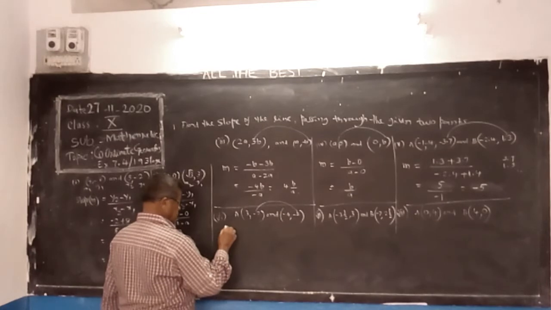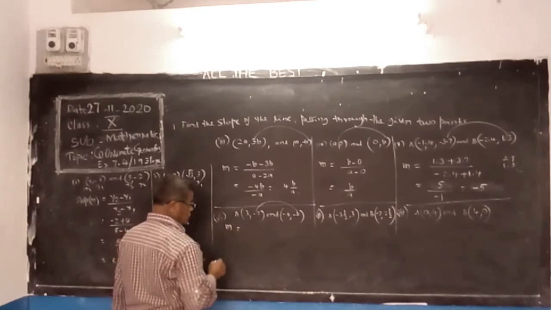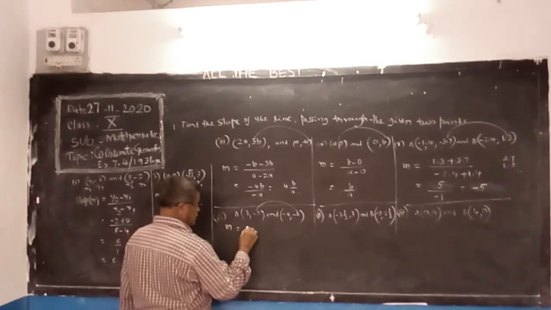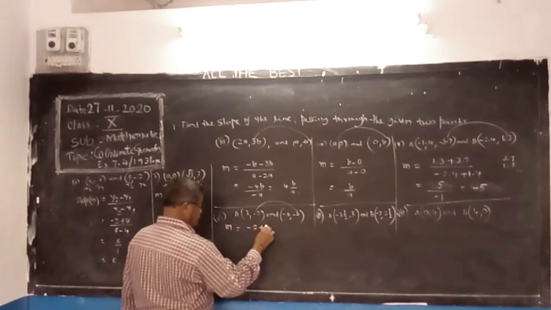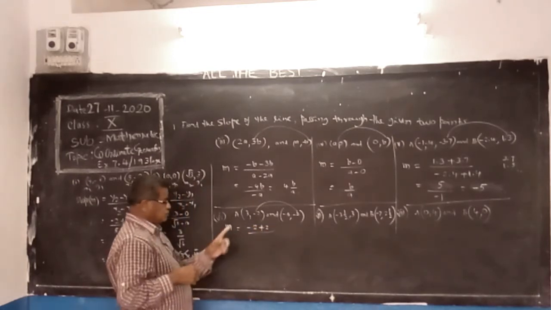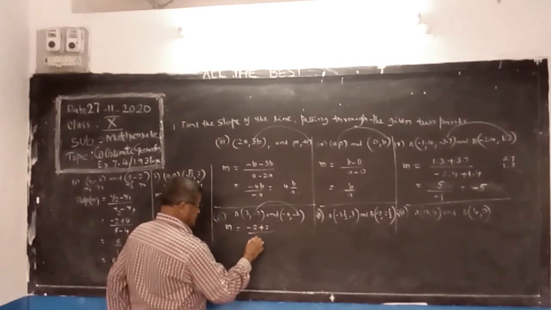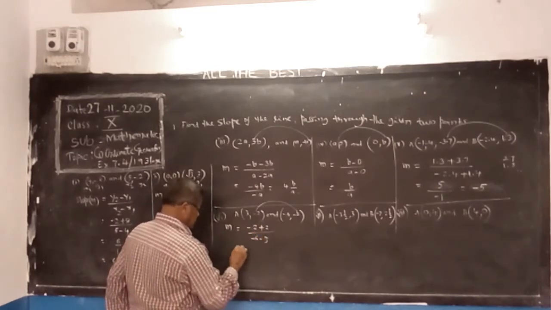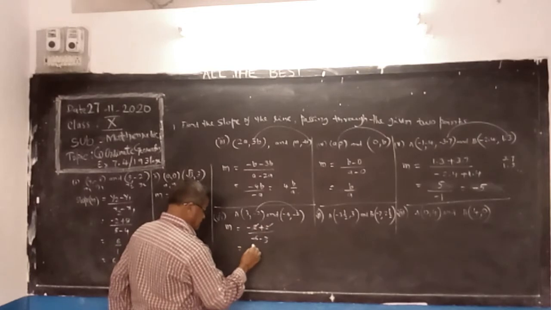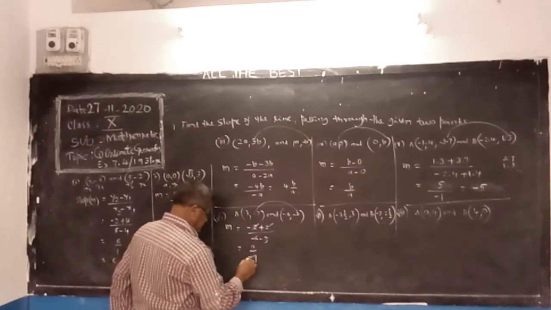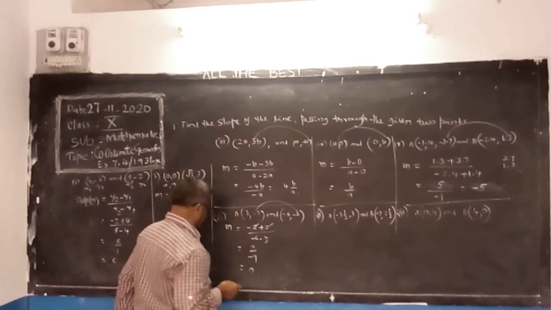Slope m is equal to y2 minus y1 by x2 minus x1. Minus 2 becomes plus. Minus 6 minus 3 plus 2, minus 2 cancel, 0 by minus 9. So this is nothing but 0.